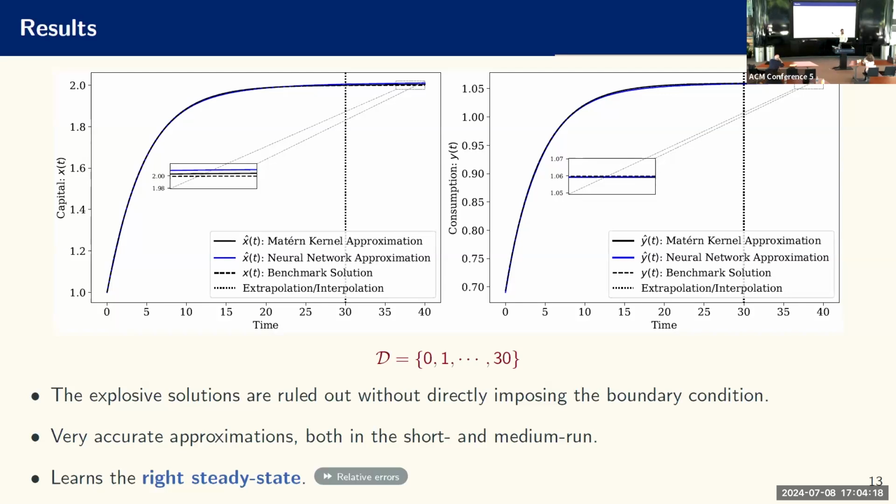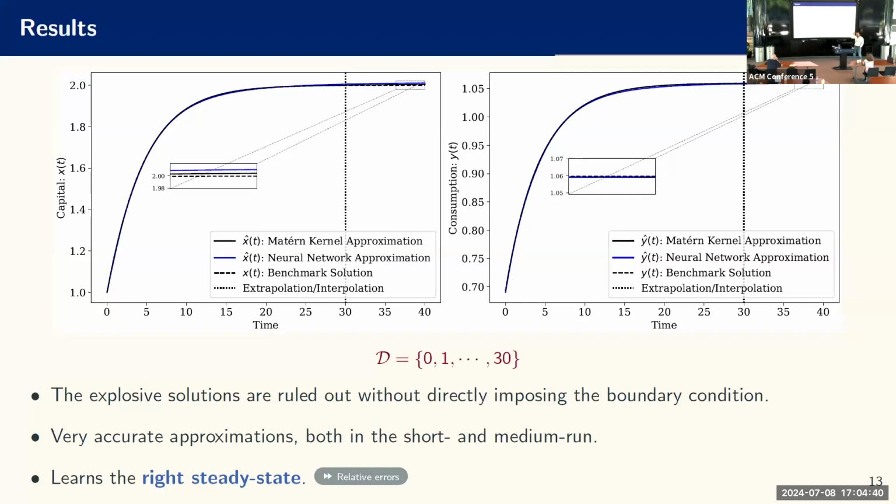So again, you get the explosive solution kicked out without imposing that boundary condition at all. And you get very, very accurate short-run, medium-run and long-run solutions. And it learns the right steady state as well. In the extrapolation region, it loves to stay on that flat part and stays.